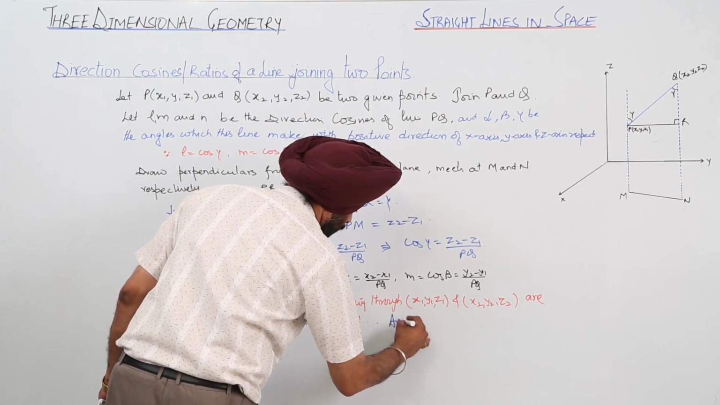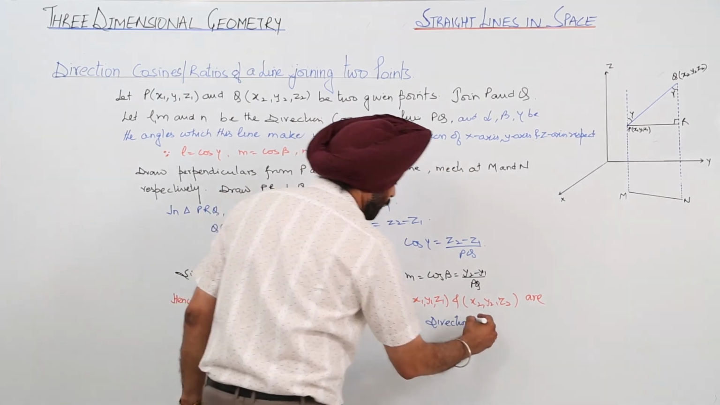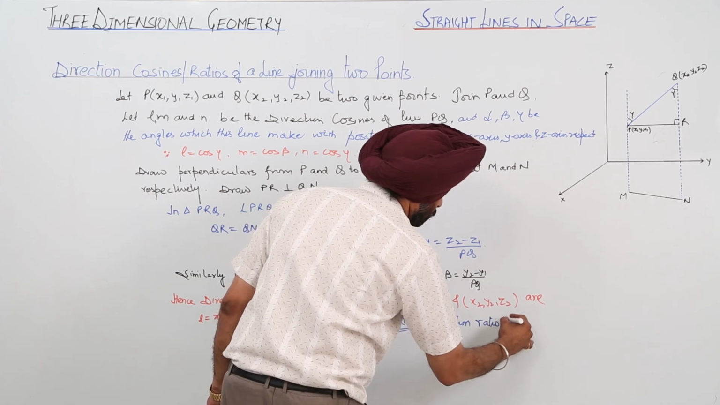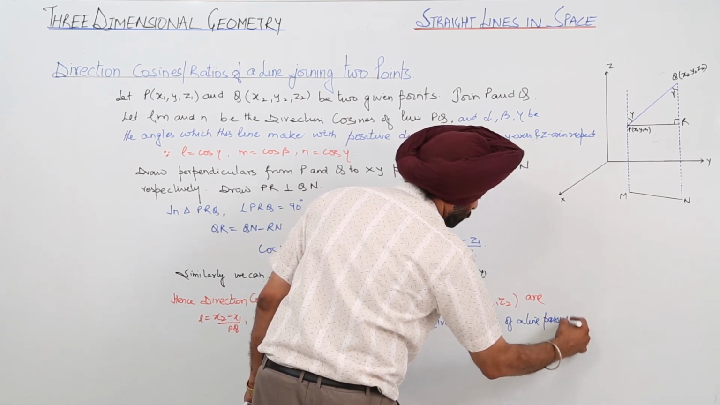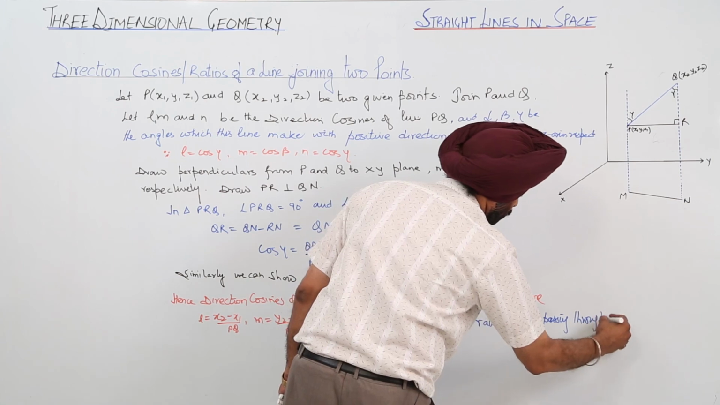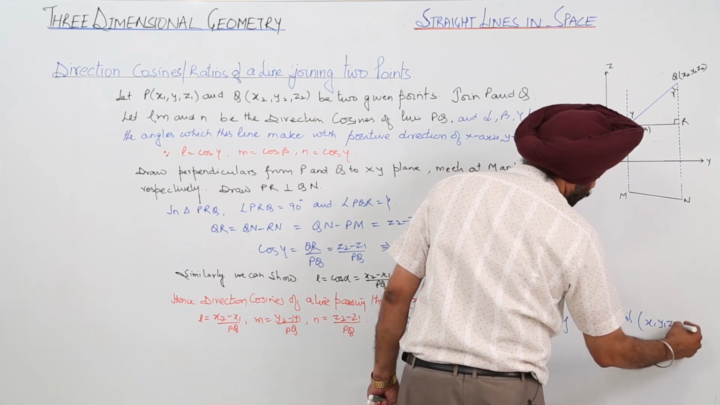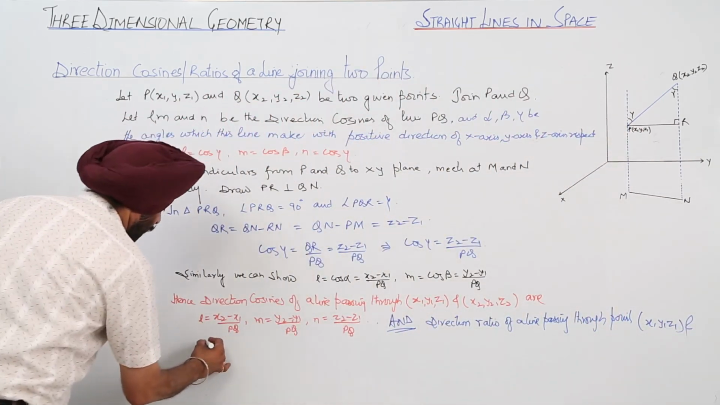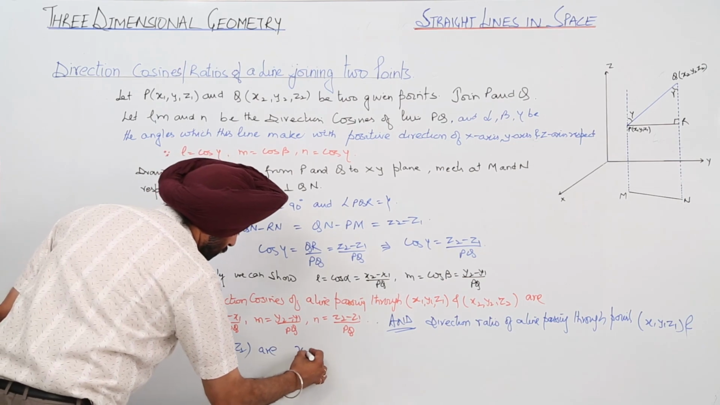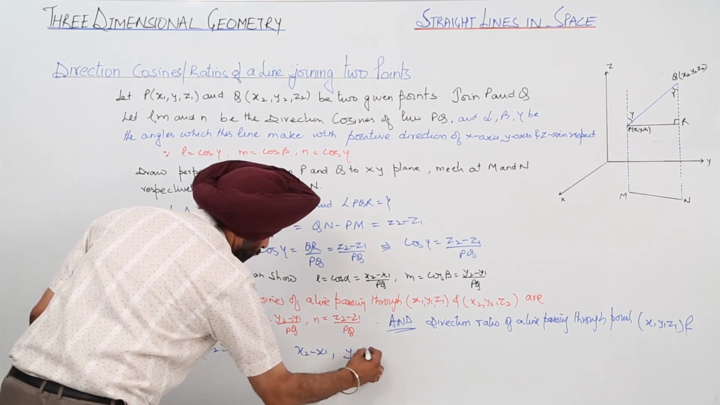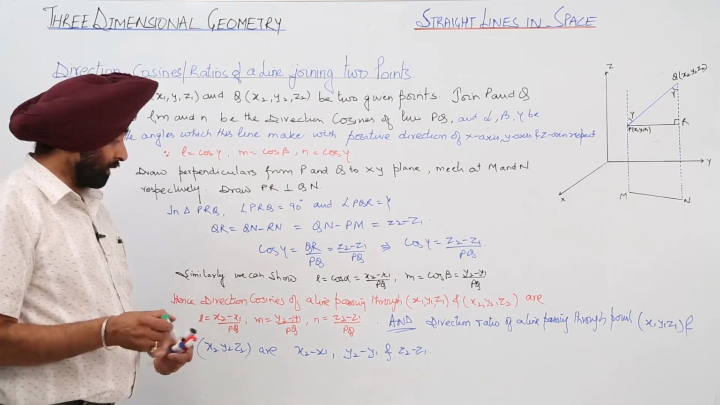And direction ratios of a line passing through points x1, y1, z1 and x2, y2, z2 are x2 minus x1, y2 minus y1 and z2 minus z1. So what we are having?